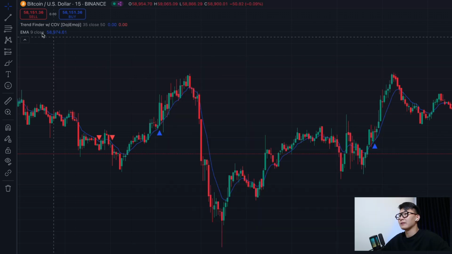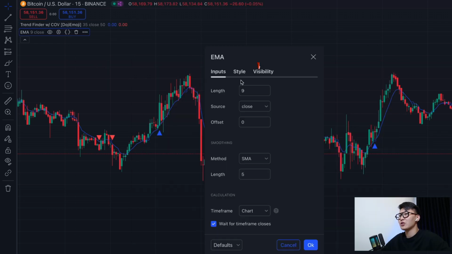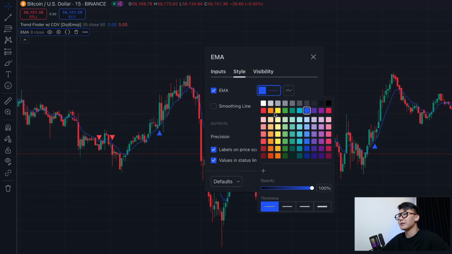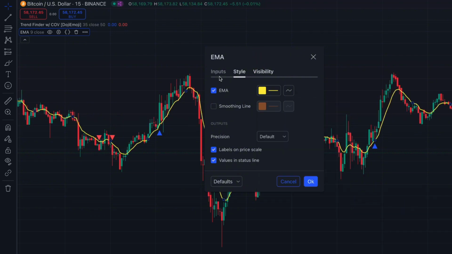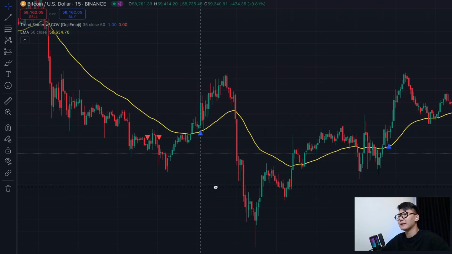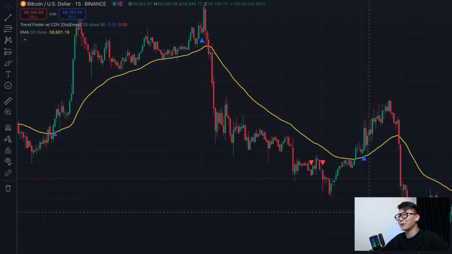To make it easy to use, I'll change the color of the line and make it a bit thicker. In the inputs tab, set the period to 50. This is what your chart should look like.